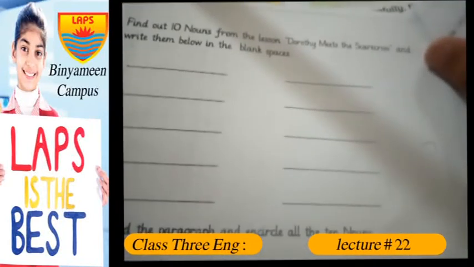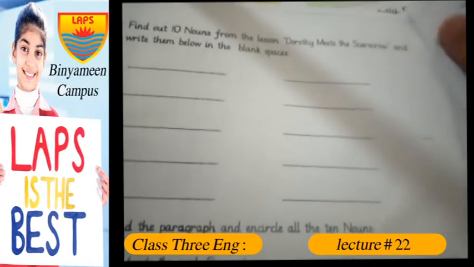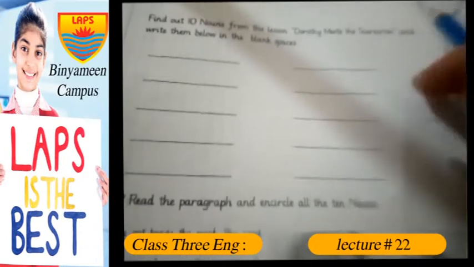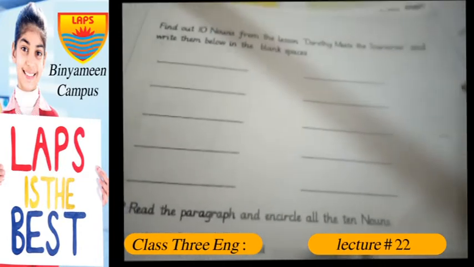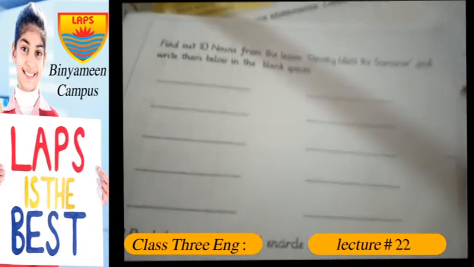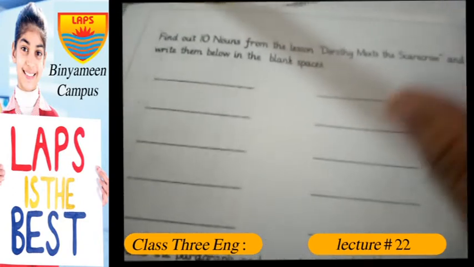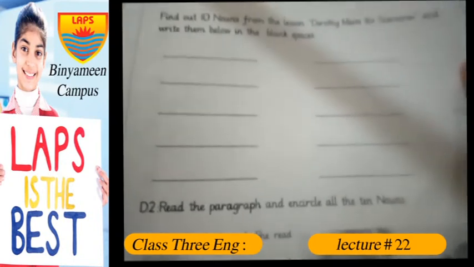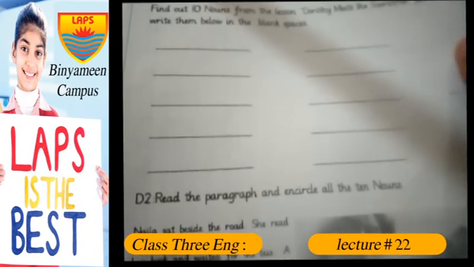Now for the next one, it says find out 10 nouns from the lesson Dorothy Meets a Scarecrow and write them below in the blank spaces. And for this activity, I'm going to need you to open your books and start reading the chapter Dorothy Meets a Scarecrow and underline the 10 nouns. Tomorrow we will be solving this activity, and then you can match if you have found the correct nouns or not.